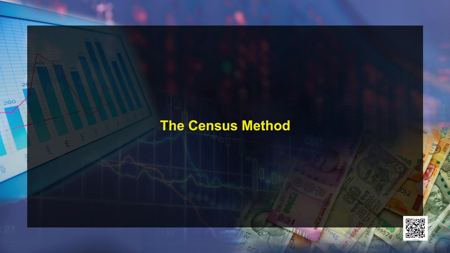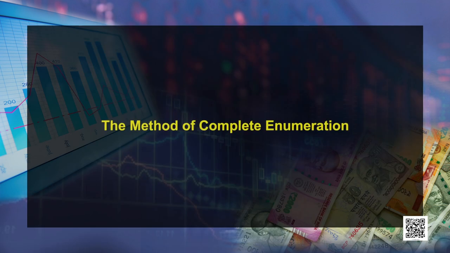The census method. The census method is also called the method of complete enumeration. The essential feature of this method is that every individual unit in the whole population is to be covered. We do not select some and leave out others. The Census of India is carried out once in every 10 years on this basis. A house-to-house inquiry is carried out covering all households in India.